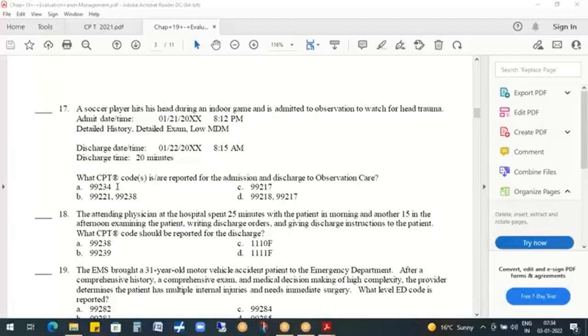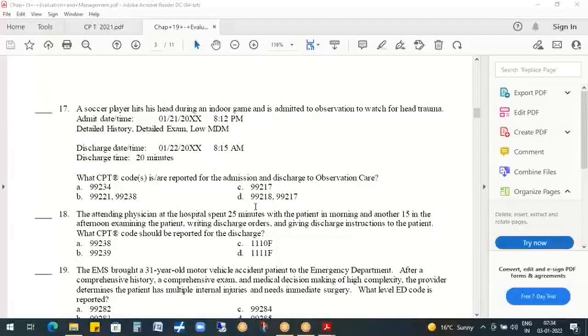Option B, if you see 99221, that is the code from where you will get it. You can see your notes and tell me: 99221, hospital inpatient services. Then 99238, hospital inpatient services, discharge. Hospital inpatient discharge service. Okay.